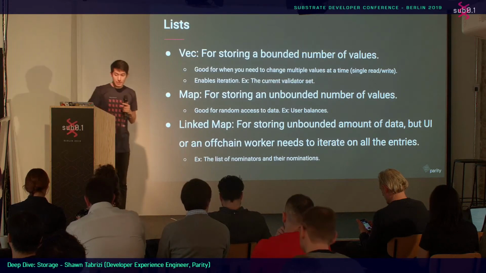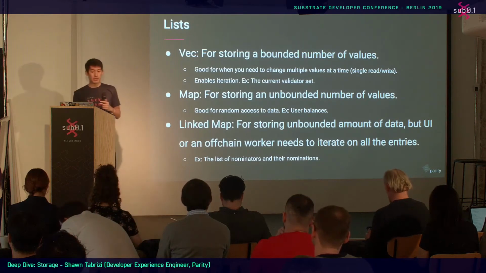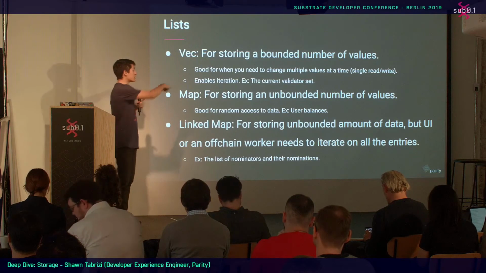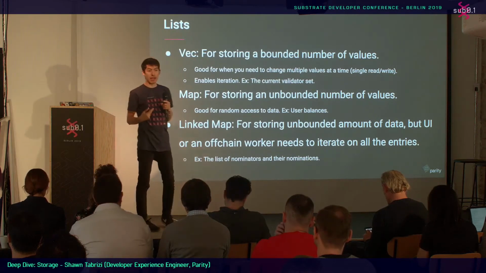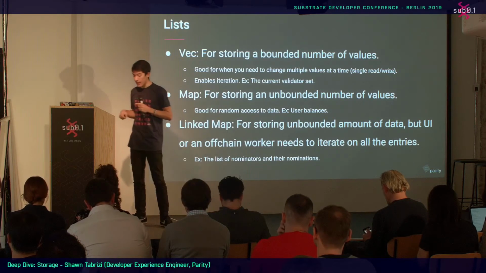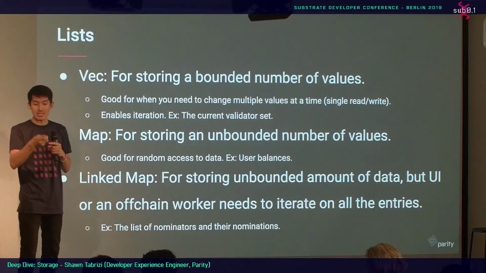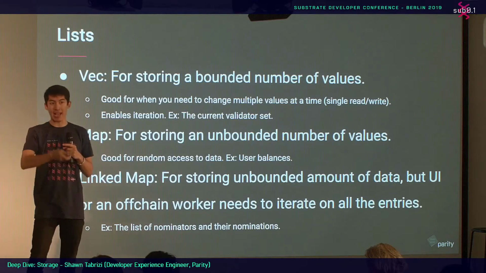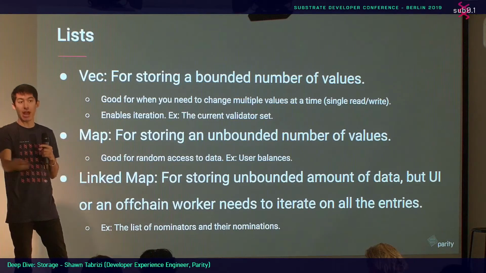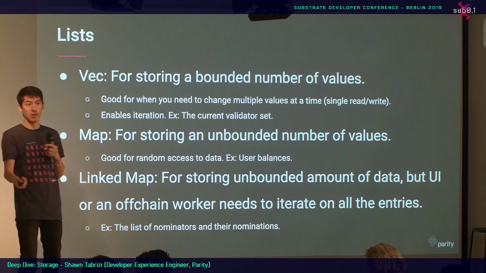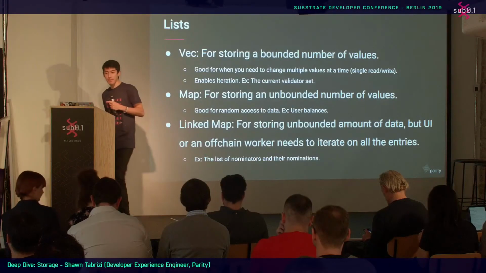We also have maps, which are good for storing an unbounded number of values. And it's good for random access. So we use this for user balances, like the amount of money they have in the balances module. We don't know how many users are going to be on our blockchain. We don't know if we go under a Sybil attack where you spam millions of accounts with no balances in them. So we don't know how many values are going to be in this map. And we also know that we're not going to necessarily access data together. When I access your balance, I don't really care about anyone else's balance. I'm not accessing multiple users' balances at the same time. So it makes sense to separate things out and use this map.